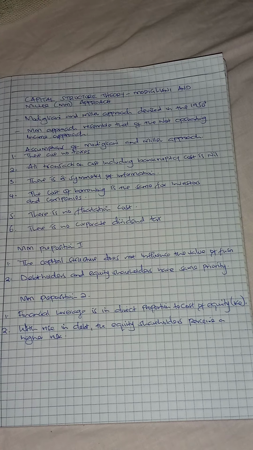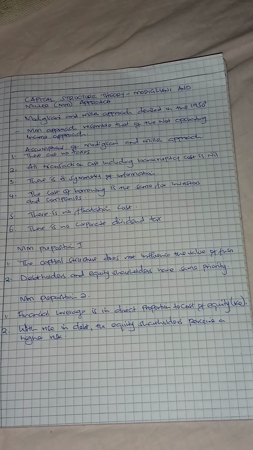So in this lesson, we are going to learn about capital structure theory, that is about Modigliani and Miller, otherwise referred to as the MM approach. So under that, the Modigliani and Miller approach to capital theory was devised in the 1950s. Basically, they are the advocates for the capital structure irrelevancy theory.